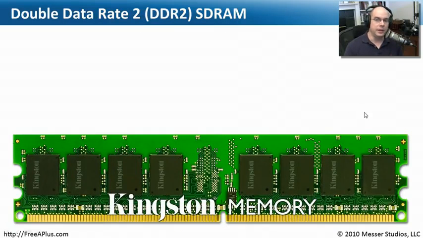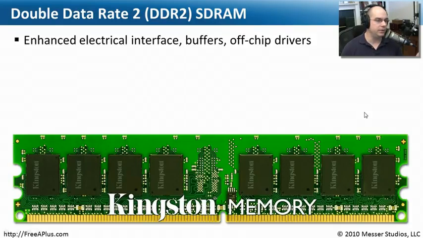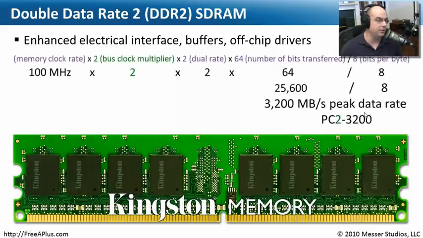DDR worked great for us, but as the processor speeds and bus speeds increased, we needed even faster capabilities. We came out with DDR2. DDR2 has a number of additional capabilities: a new electrical interface, more buffers, and some other drivers on the chip that allow us to go much faster. Because of this, there is a different calculation associated with it. Now it's 100 megahertz, and I'm getting 2 as my bus clock multiplier on DDR2. It's dual rate again, with 64 bits transferred, and again, 8 bits per byte.